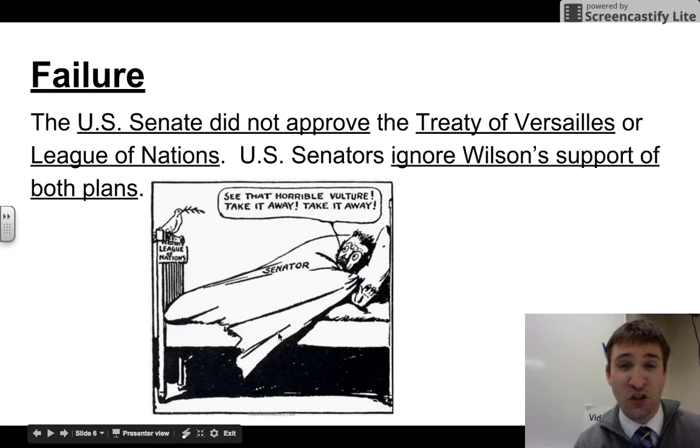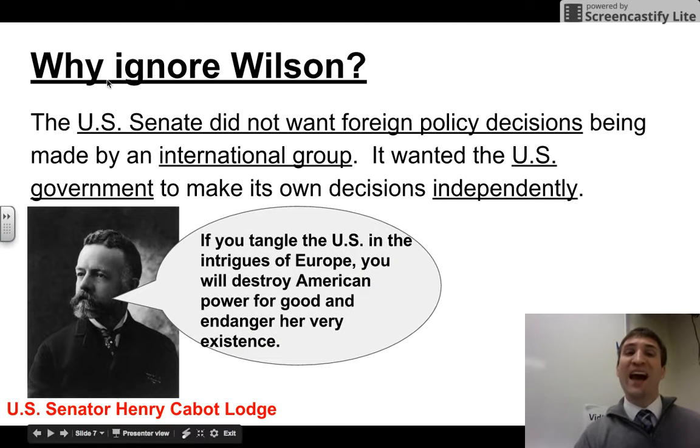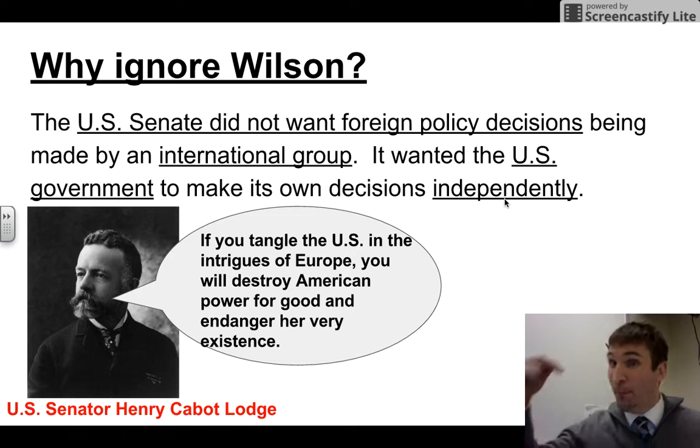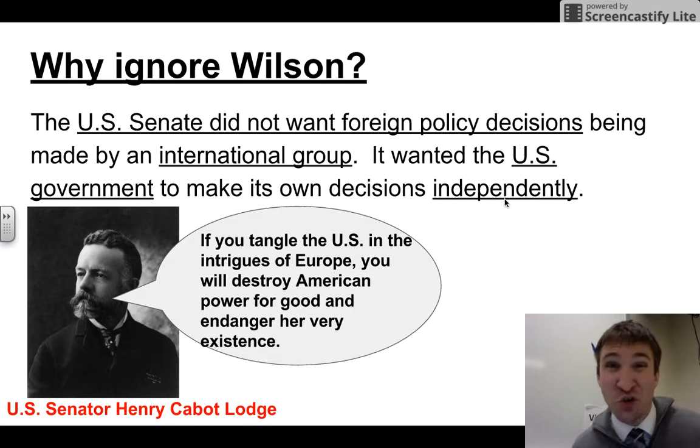So this political cartoonist is obviously saying the U.S. senator is being crazy. Why would you ignore peace? And why ignore President Woodrow Wilson? The U.S. Senate did not want foreign policy decisions being made by an international group. It wanted the U.S. government to make its own decisions independently, by itself, individually.